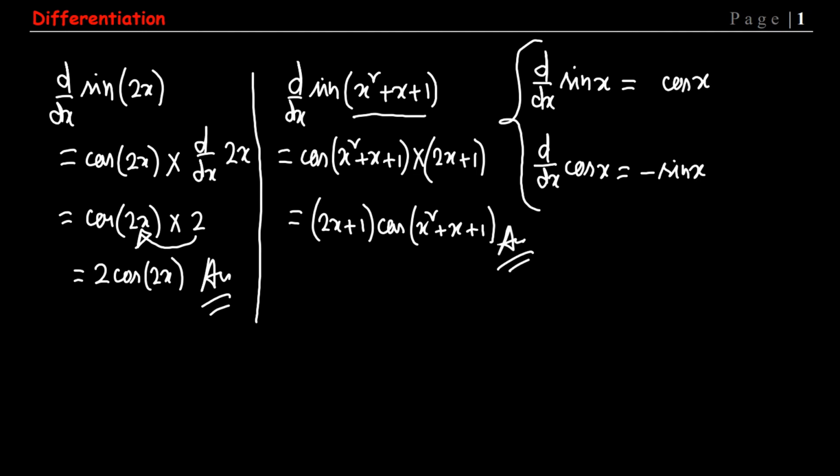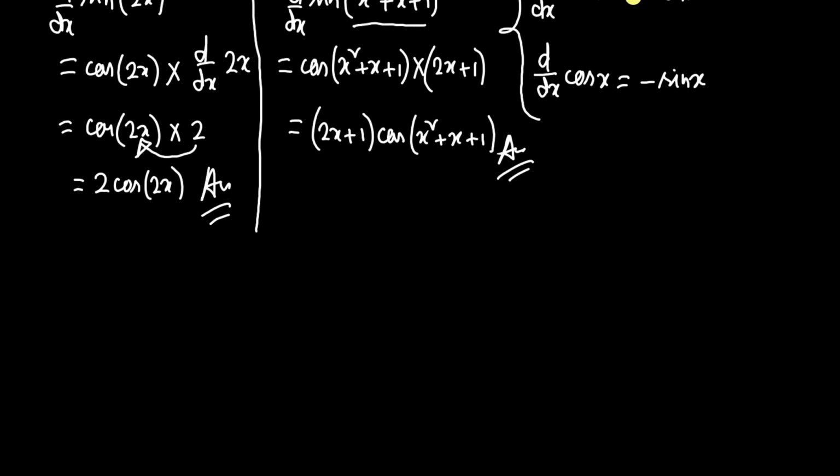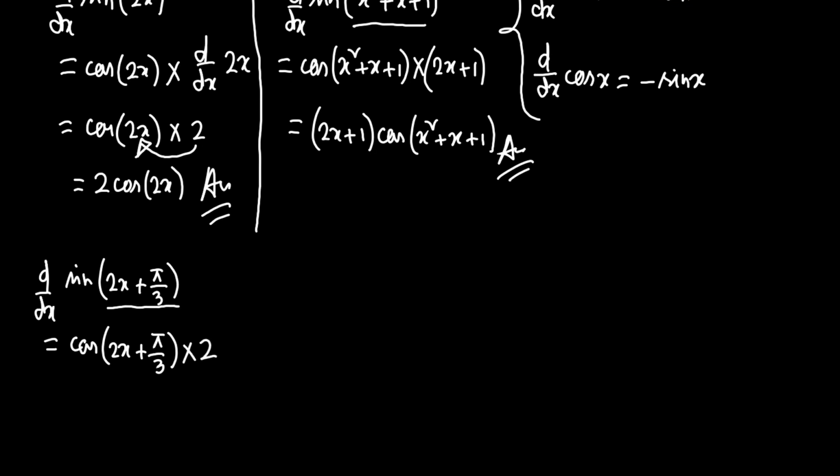In the same way, say sin of 2x plus pi by 3. What is the differentiation of that? According to the basic rule, we first write cos of 2x plus pi by 3. Then we differentiate inside the bracket and get just 2. So 2 cos of 2x plus pi by 3 is our answer to this equation.